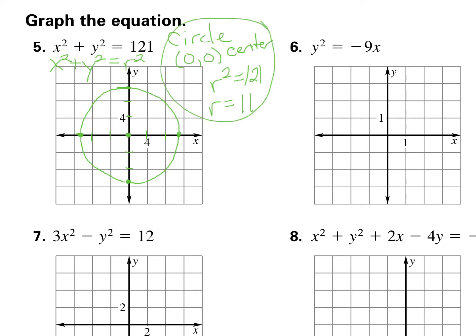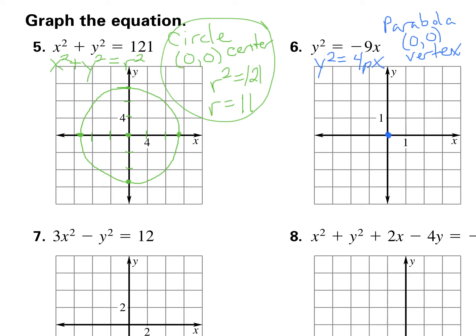Now moving on to number 6, we have an equation that is y squared equals negative 9x. Well, that looks a lot like y squared equals 4px. In other words, the equation of a parabola whose vertex is at 0, 0. So 0, 0 for the vertex. That'll be the first thing that I graph, the vertex at 0, 0.